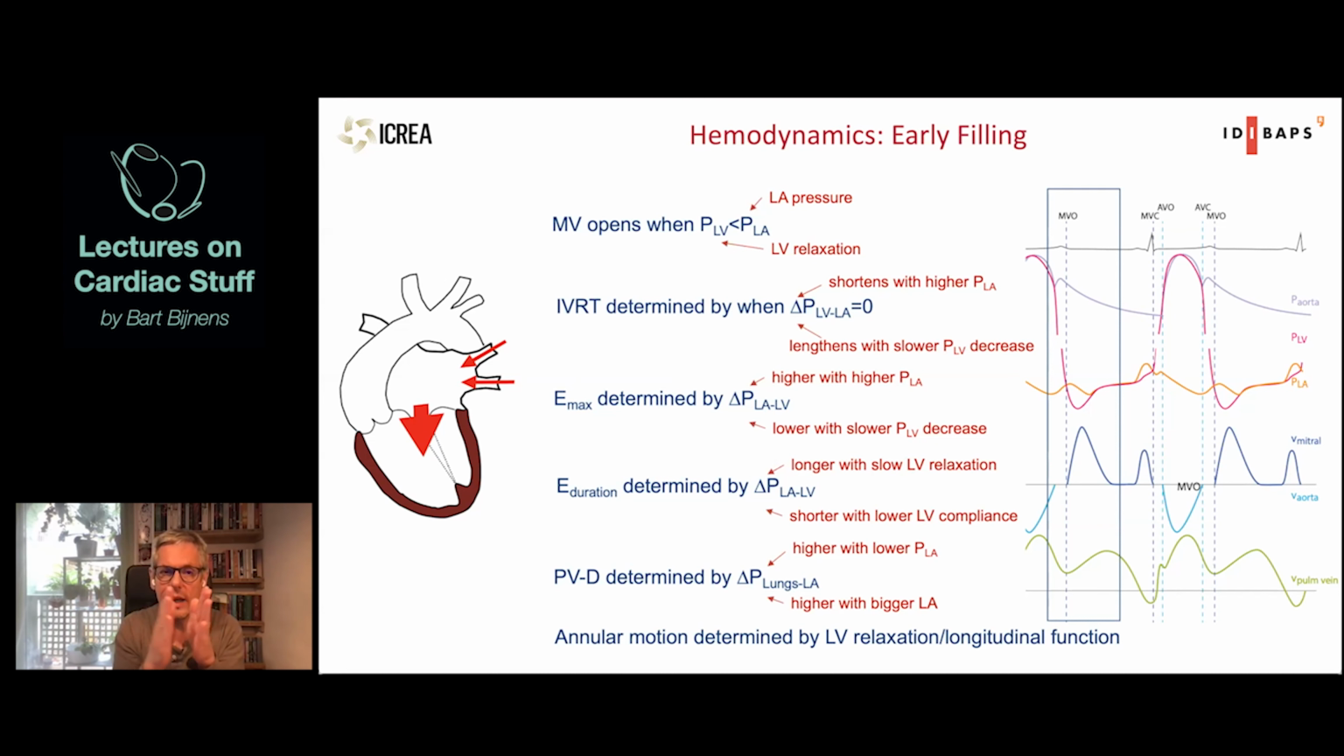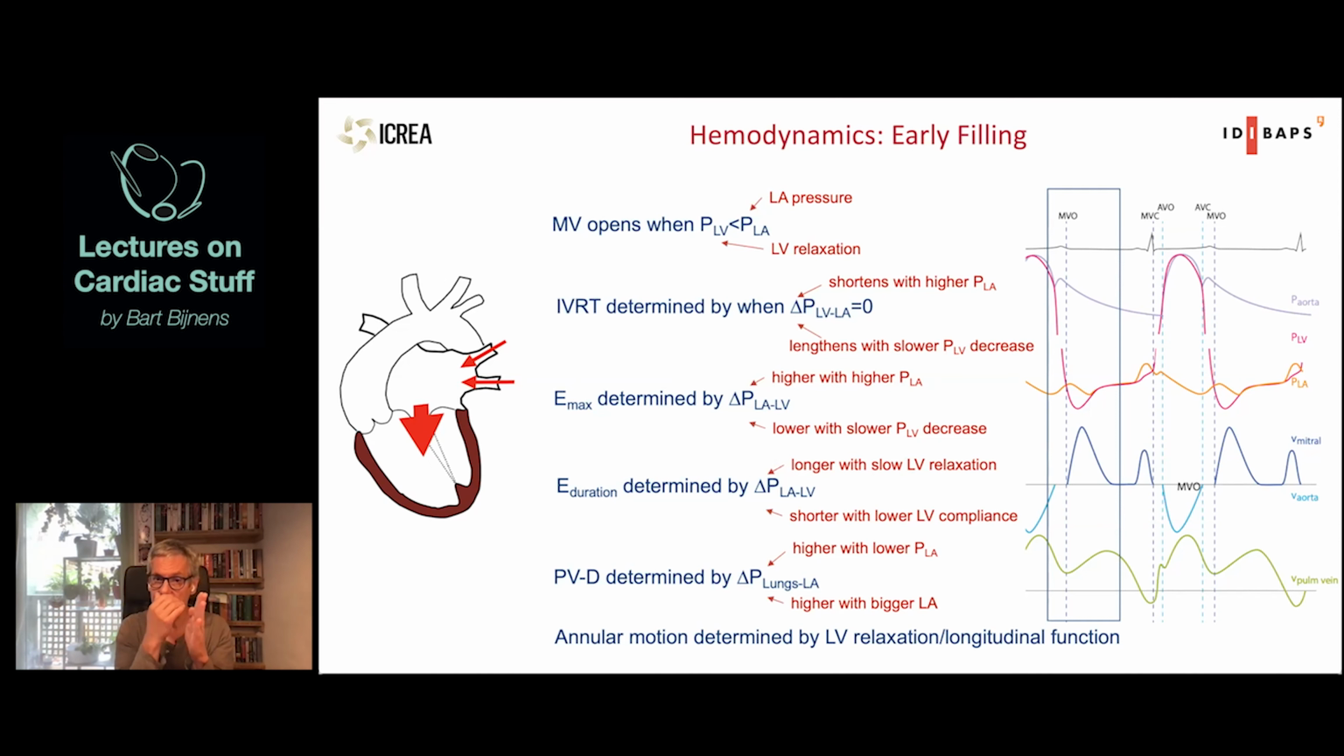So you will see that, in the beginning, if we have abnormal relaxation, the more abnormal the relaxation, so the slower the pressure will decrease, the longer the isovolumic relaxation time will be. So if we see a patient with a very long isovolumic relaxation time, we know that the pressure drops very, very slowly, and the valve opens late.